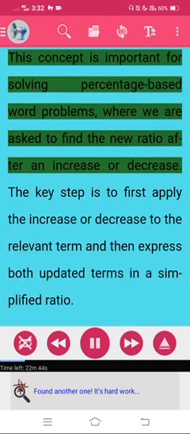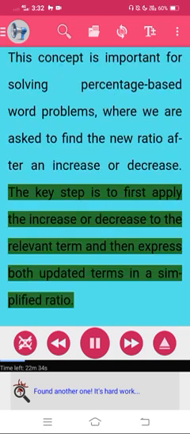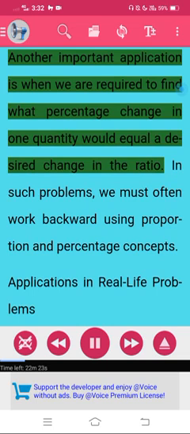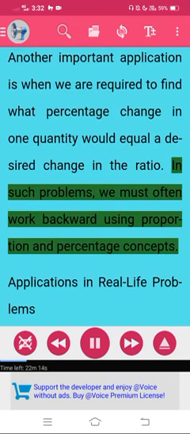This concept is important for solving percentage-based word problems, where we are asked to find the new ratio after an increase or decrease. The key step is to first apply the increase or decrease to the relevant term and then express both updated terms in a simplified ratio. Another important application is when we are required to find what percentage change in one quantity would equal a desired change in the ratio. In such problems, we must often work backward using proportion and percentage concepts.